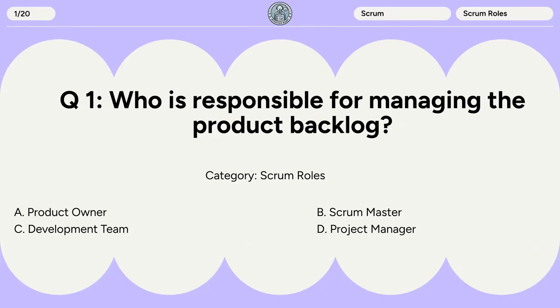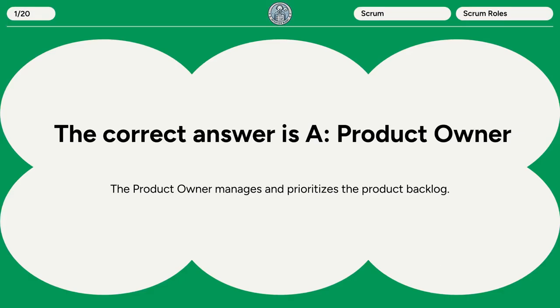Question 1. Who is responsible for managing the product backlog? A. Product owner. B. Scrum Master. C. Development team. D. Project manager. The correct answer is A. Product owner. The product owner manages and prioritizes the product backlog.